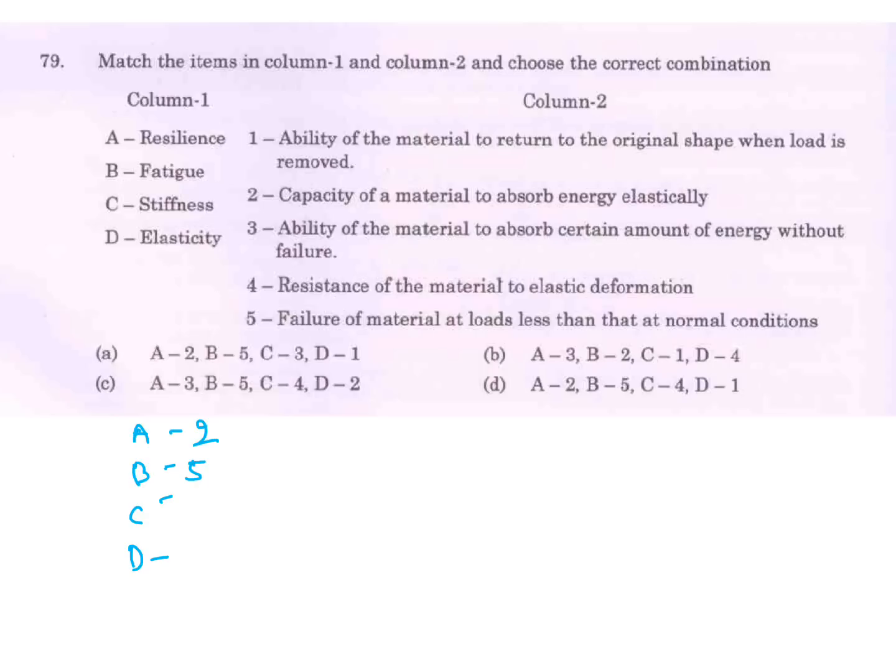C is not possible. B also not possible. Then you go for stiffness and D, elasticity. Stiffness is resistance of material to elastic deformation. Capacity of material to absorb energy is your strain energy, resilience, these things will come. C is 4 and D, elasticity, ability of metal to return to the original shape when load is removed. D is 1. From option, it's D.